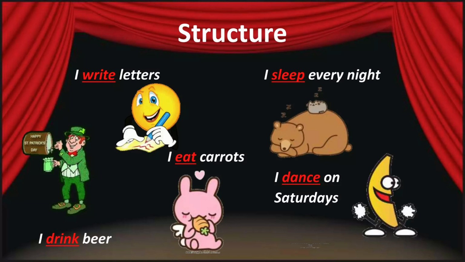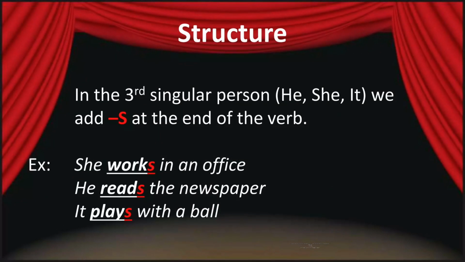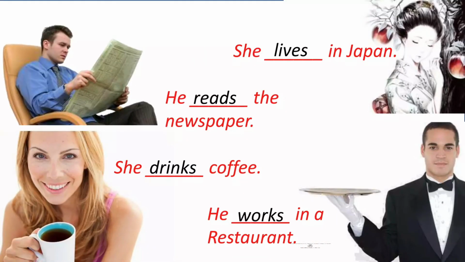We use the first form of the verb with I, we, they, you, and plural names, but we add s or es with third person singular pronouns like he, she, it, and singular names. For example, I sleep every night. I write letters. They study hard for exams. He reads the newspaper. She lives in Japan. These examples illustrate how the verb form changes based on the subject's person and number.